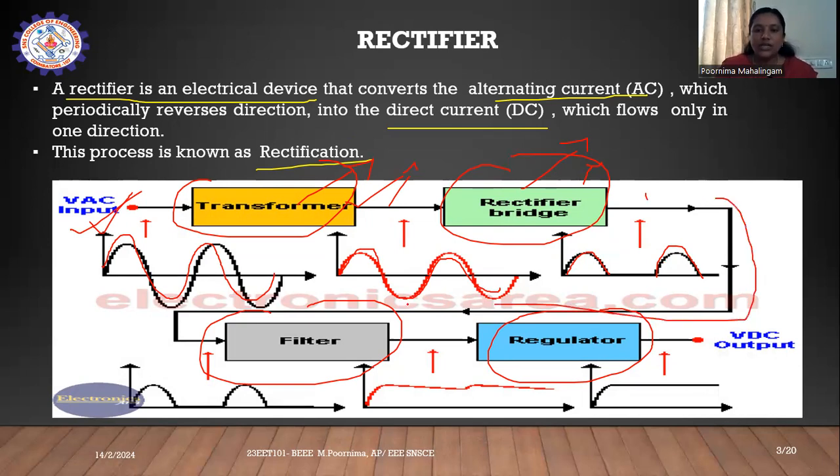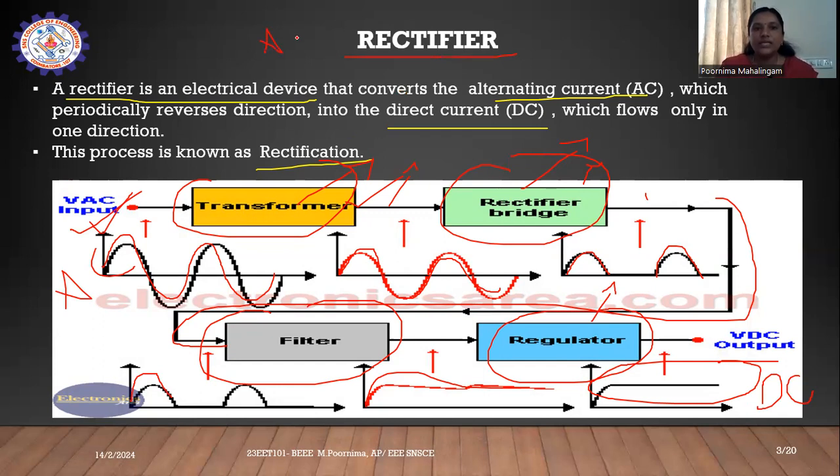This output is then given to the filters. In the filters, we filter the peak voltages, and the rectifier output is filtered by using a capacitor. Finally, we give it to the voltage regulator, and it regulates the final output voltage. The final output voltage is DC. Here the input is AC supply and the output is DC supply. This is the rectifier, the process of converting AC supply to DC supply.